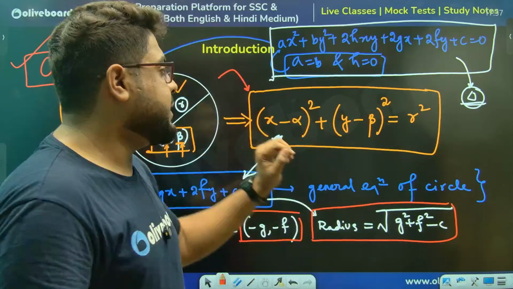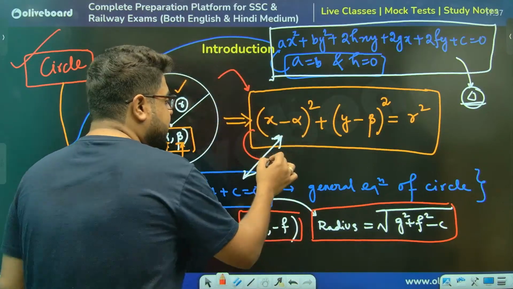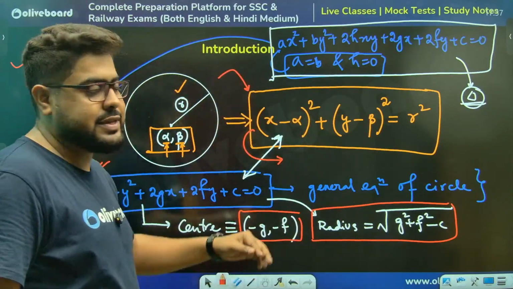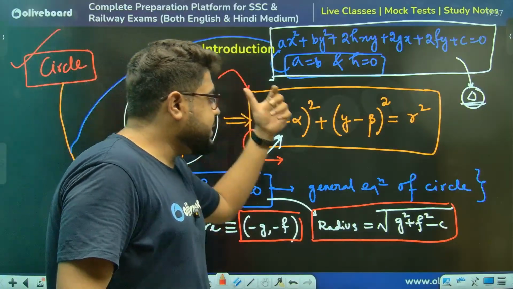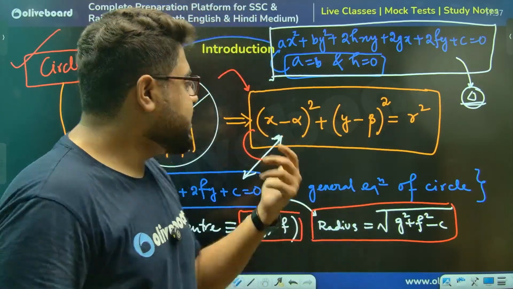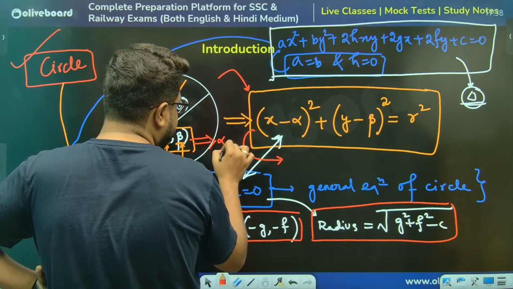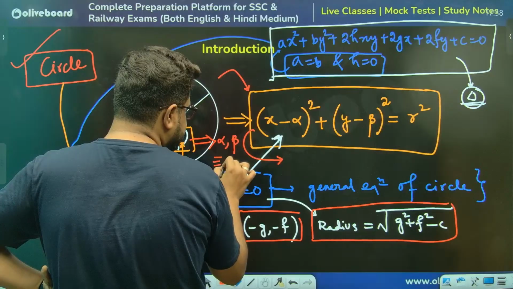Now, one more thing. This is also a PYQ. They have already asked this in one of the previous years. What if there is a circle which has its center at the origin? Center at origin means alpha beta will be at 0, 0.